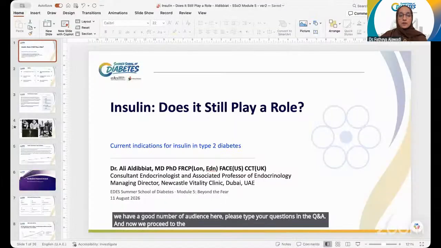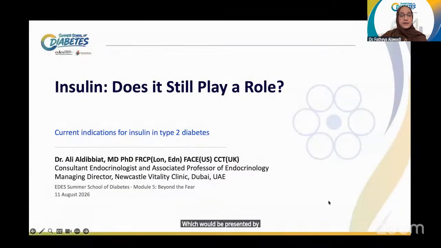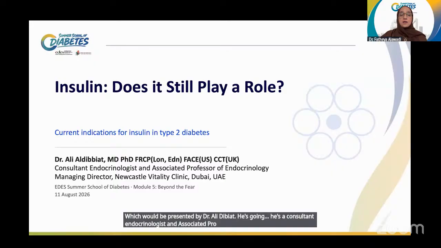And now we proceed to the third talk, which will be presented by Dr. Ali Dibiat. He's a consultant endocrinologist and associate professor of endocrinology. He's the managing director at Newcastle Vitality Clinic here in Dubai. And he's going to present: insulin, does it still play a role? Dr. Ali, the floor is yours. Please share your presentation in slide mode.